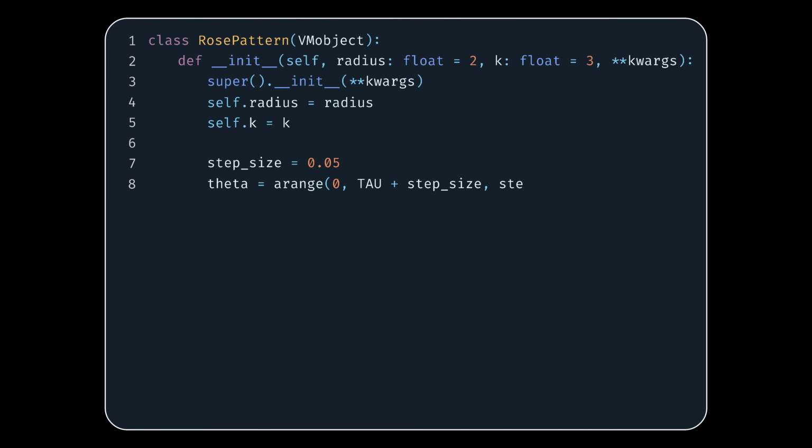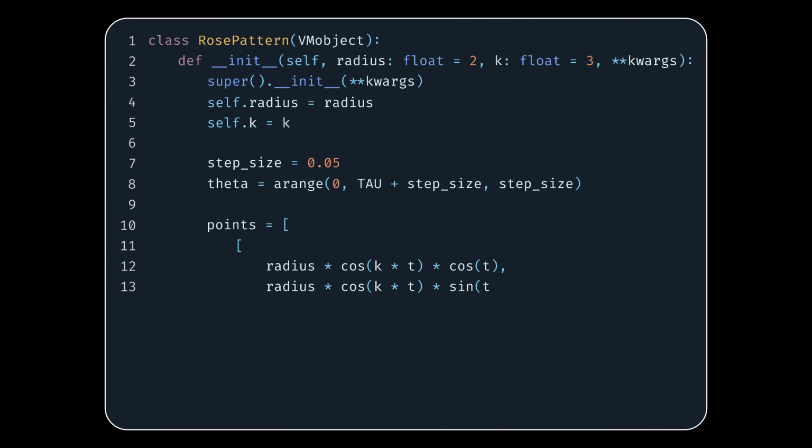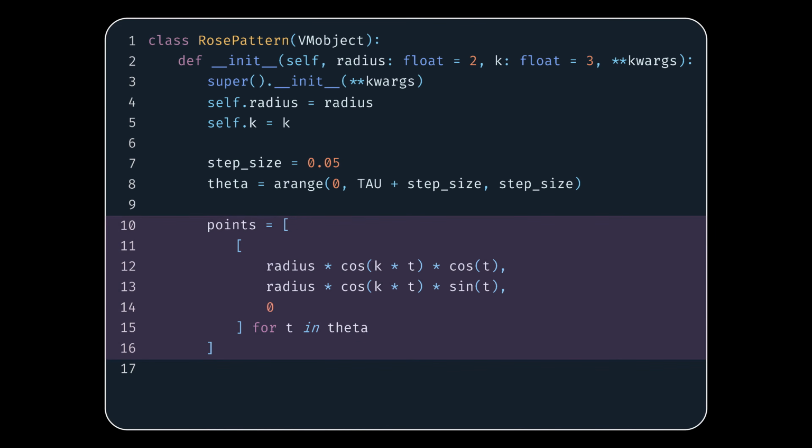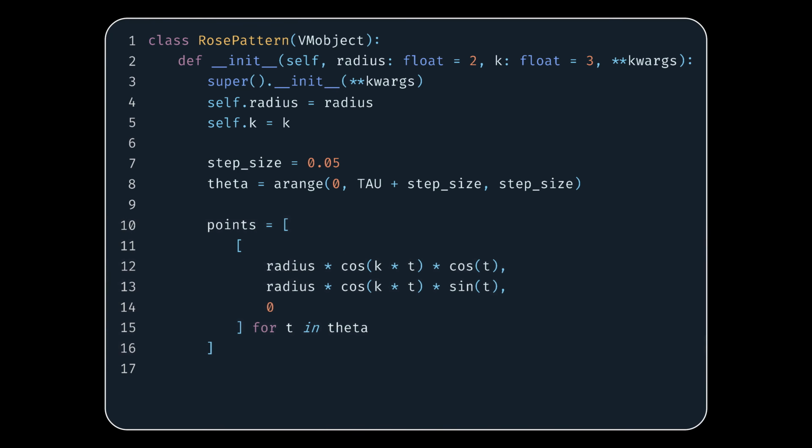In the parametric equation, theta goes from 0 to 2 pi, and we need a step size which is equivalent to how smooth the curve we want. Lower the step size, more the smoothness. So points are arranged as a 2D array. Using list comprehension method, lines 10 to 16 describe all the points of the rose pattern with the parameter k. And then the last step is setting these points smoothly, which I covered in my previous video.